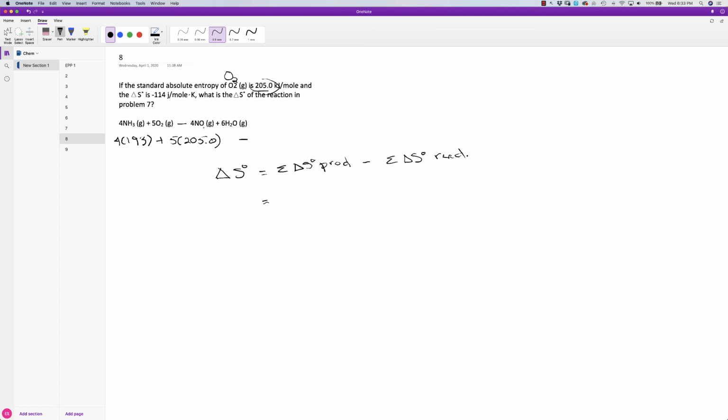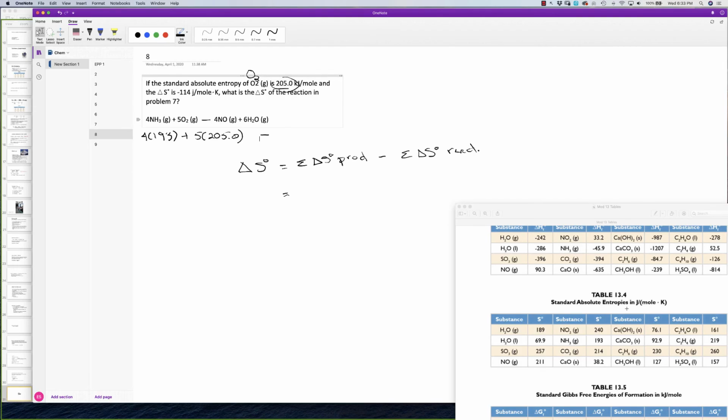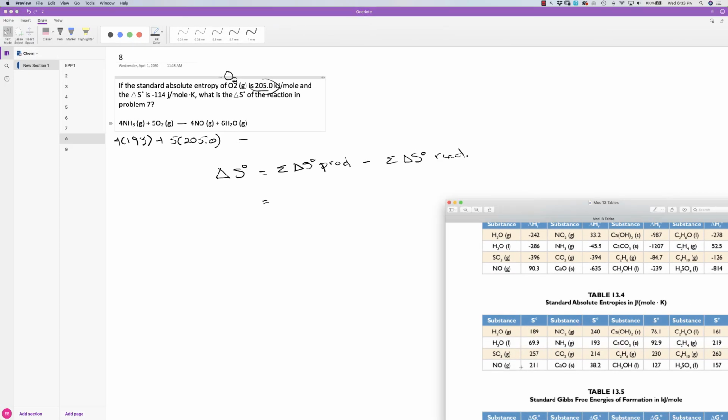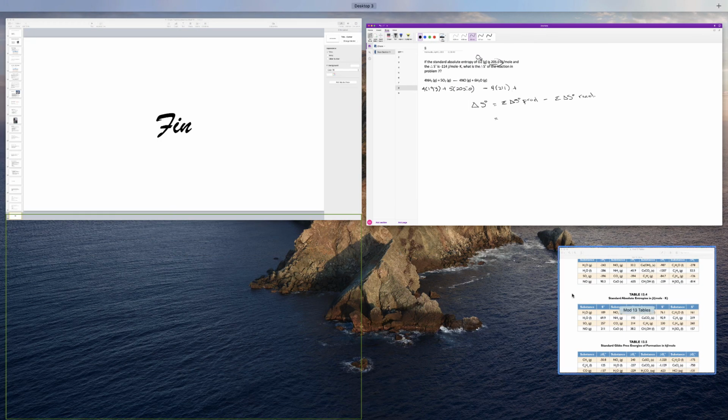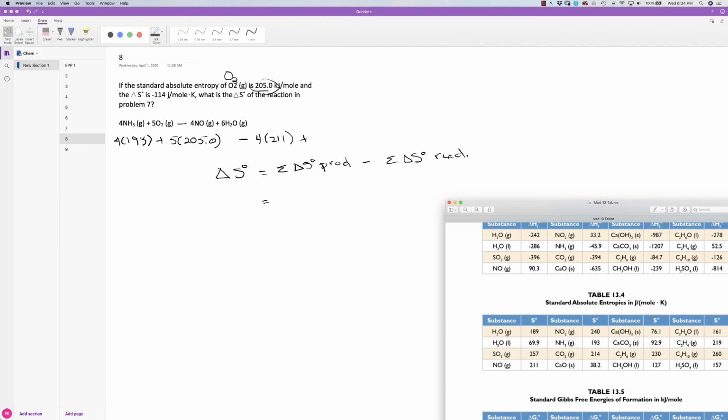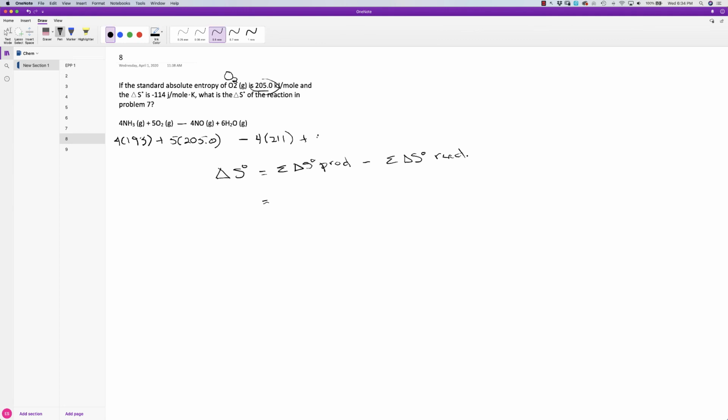And then we have NO gas. So we go back to the chart. NO gas is 211. So we have 4 at 211, plus H2O, water in the gas form. Back to our chart, water gas form is 189. We have 6 of those.